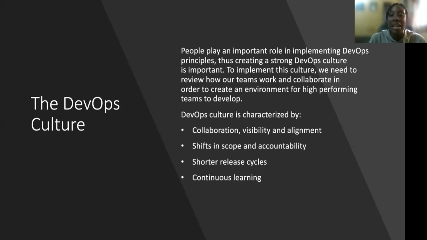And they also need to align their tasks to fulfill a common goal by agreeing on how to measure successes and how best to achieve set goals. So the next characteristic of the DevOps culture is a shift in scope and accountability. Here we encourage teams to take responsibility and become more involved in the software development lifecycle.